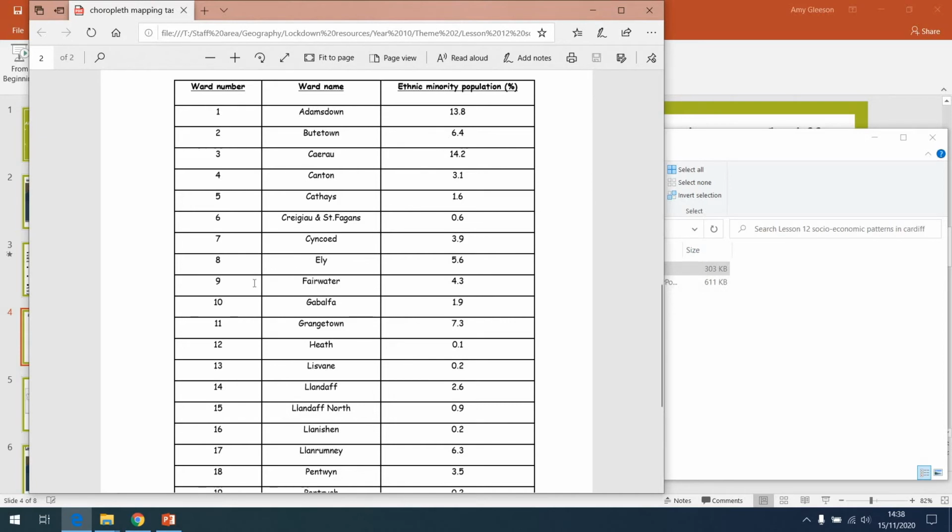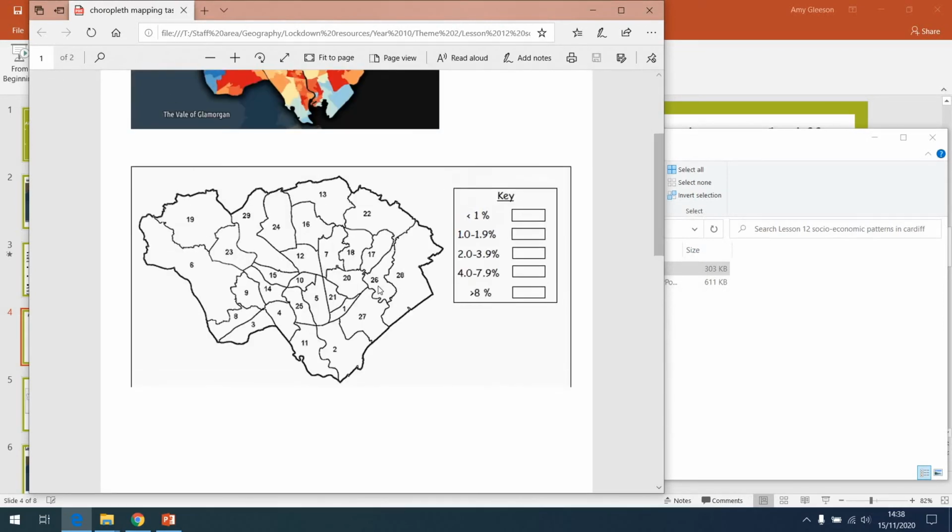All right, so for example, Fairwater is number 9 on the map. 4.3% of the population living there are ethnic minority. So number 9 on the map is Fairwater. 4.3 falls in that category. So in my colour coding, I would colour number 9 dark blue.